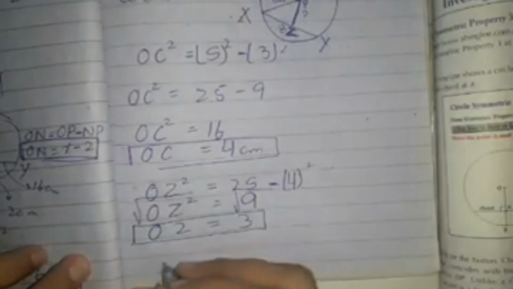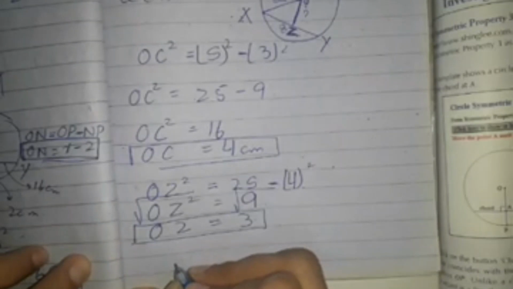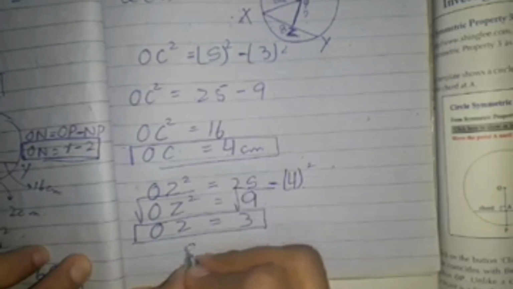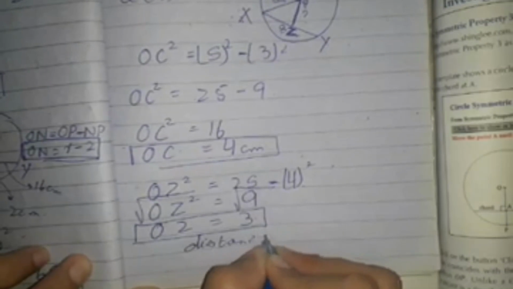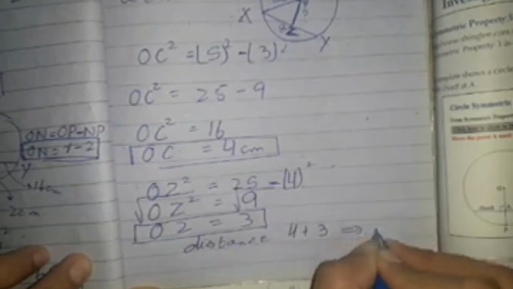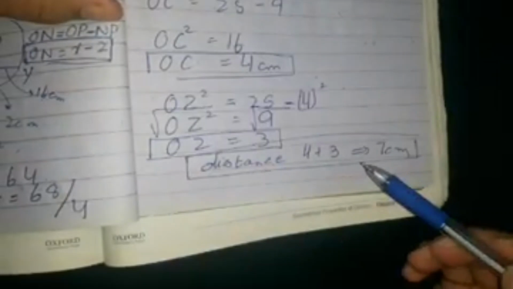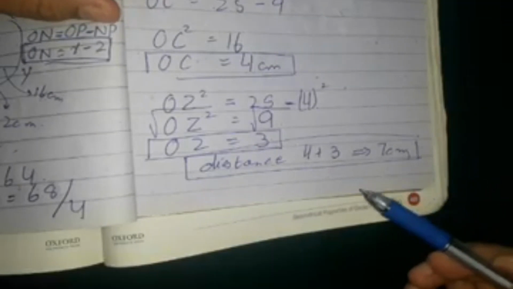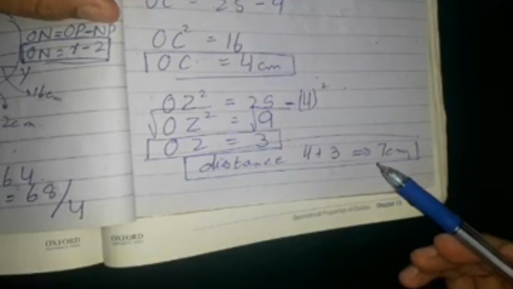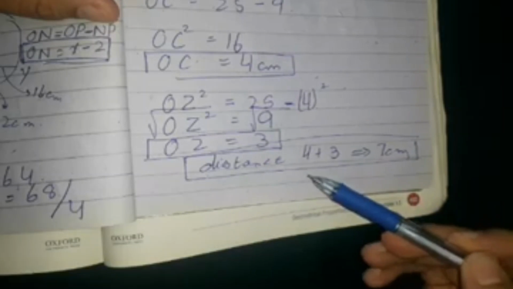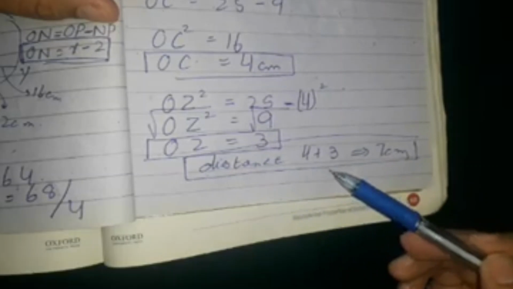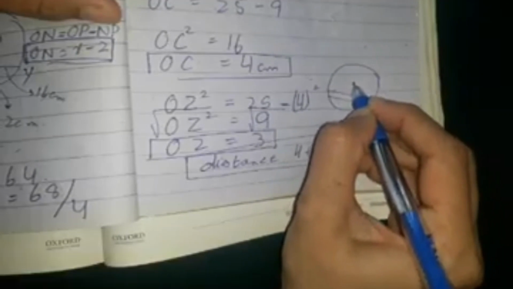So the distance between the two chords will be the sum of OZ and OC. So the distance between the two chords will be 4 plus 3 is equal to 7 centimeter. But in number 9, the distance could be between them, the addition. It's not stated that they are both on opposite sides of the center. So it could be a subtraction of 4 and 3, and it is also the addition of 4 and 3. It could be the possibility that they are on the same side of the circle.